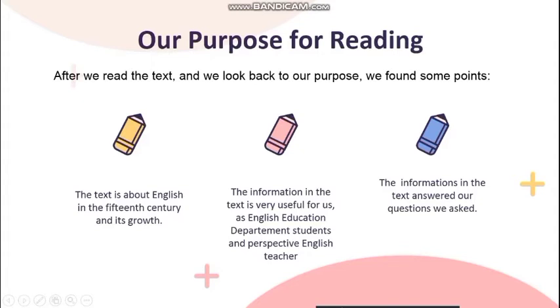And the next is our purpose for reading. After we read the text and we looked back at our purpose, we found some points. There are 3 points. The first is the text is about English in the 15th century and its growth. It's not far from our prediction at first at the before reading stage. And the second is the information in the text is very useful for us. Of course, we are English education students from the English education department, and as prospective English teachers, we know that the information is very useful for our teaching in the future. And the next is the information in the text answered the questions we asked.